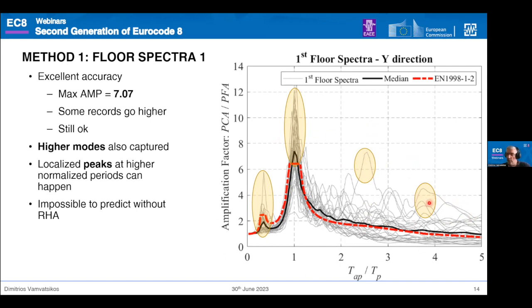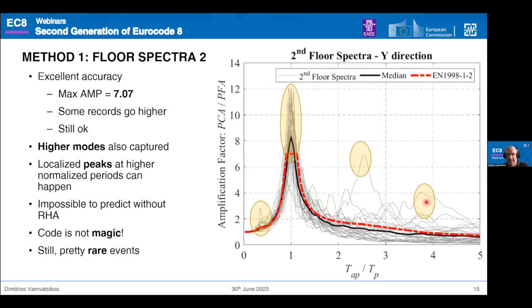I see no fault in method 1 in the way that it's done. So good job, Eurocode 8 Part 1.1. Now, the code is not magic. Some rare events will happen. The only problem, by the way, this is the second floor, this is the first floor, second floor, similar ideas. It predicts everything very, very well.